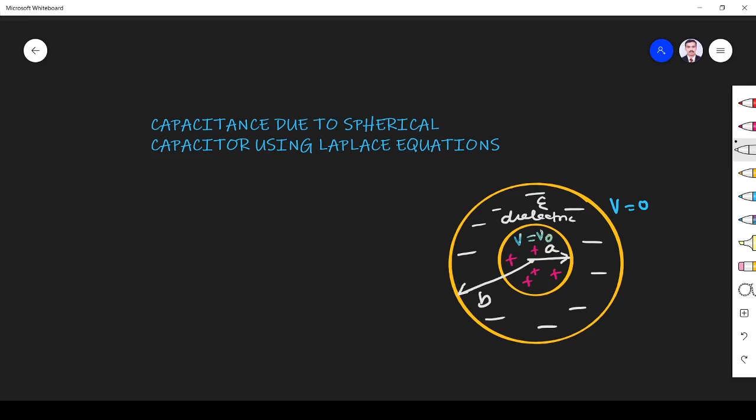So now I write, at R is equal to A, the potential V is equal to V naught. That is, on the shell at A, V is equal to V naught. R is the radius of the inner shell. Similarly, at R is equal to B, V is equal to 0. Sorry, not V naught, it is 0. Here you see, this is radius B, the outer shell radius, where potential is 0. This is the boundary condition.